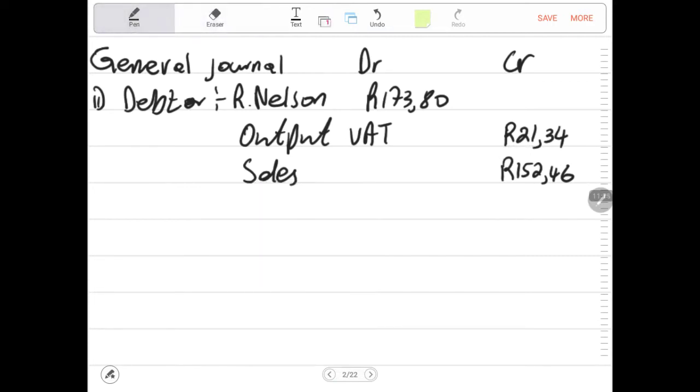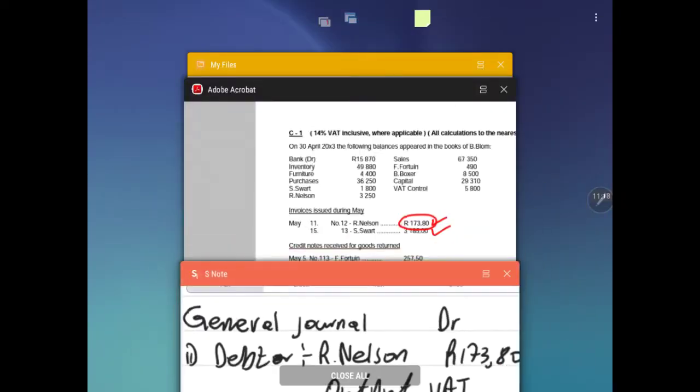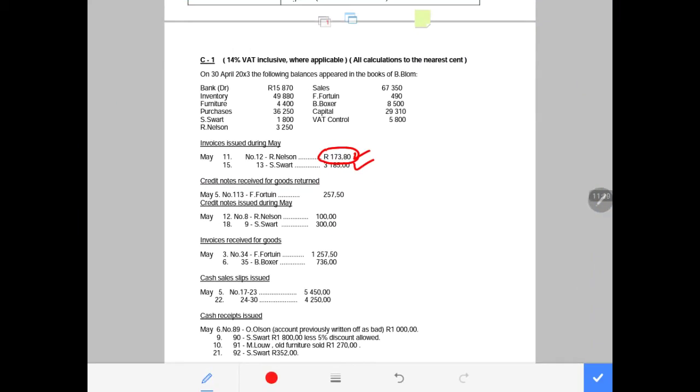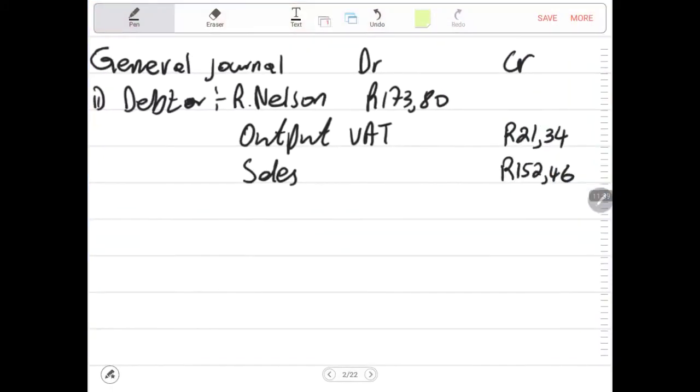Now I want to highlight the fact that this company is using a periodic inventory system. They are not using perpetual. Cost of sales will be calculated later on. Because they are using a periodic inventory system, that therefore means that we will not have the transactions where we say debit cost of sales, because if it was perpetual, we'd say debit cost of sales, then after we say credit inventory.